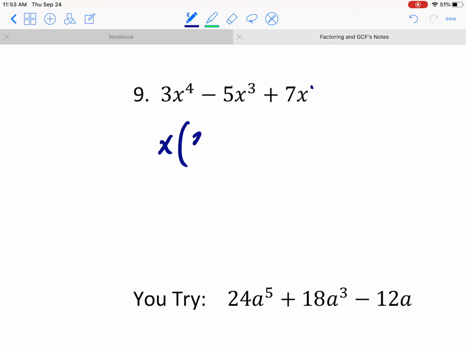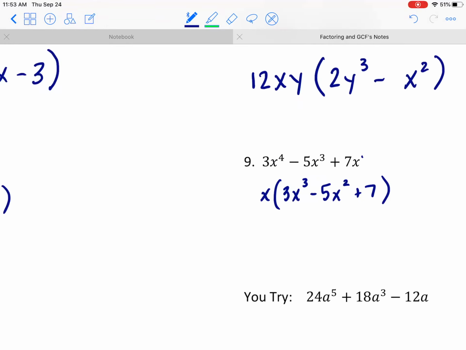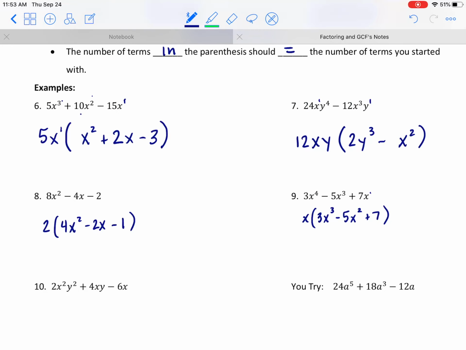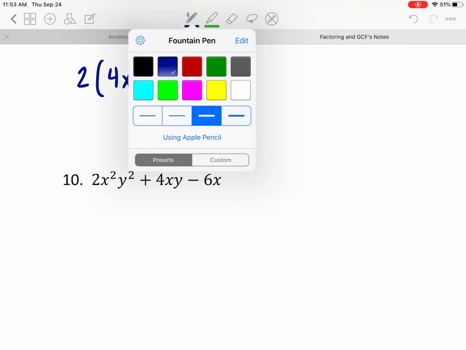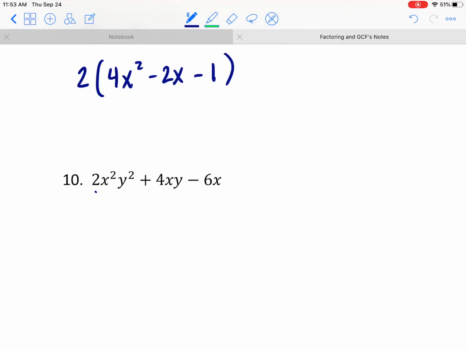So if I just get rid of an x from each of those terms, I'll still have a 3, but now x cubed here. I'll still have a minus 5, but an x squared here. And I'll still have a plus 7 with no x. Okay? So there it is. Sometimes we can only take out a number, sometimes we can only take out a variable. And now that I zoomed in, those look much smaller than the others, but whatever. All right, so here, let's go on to number 10.